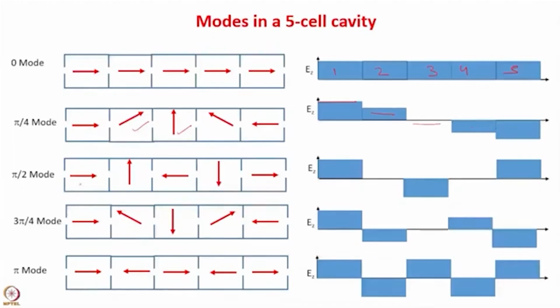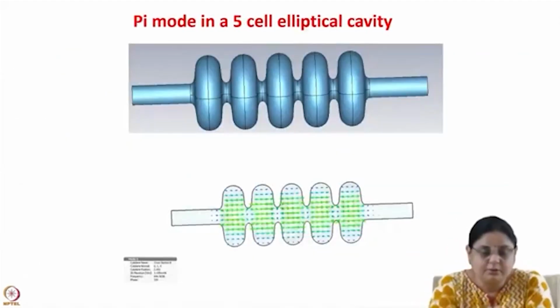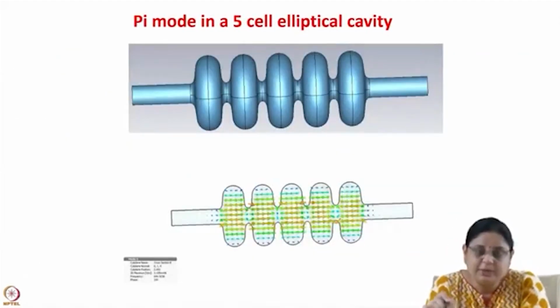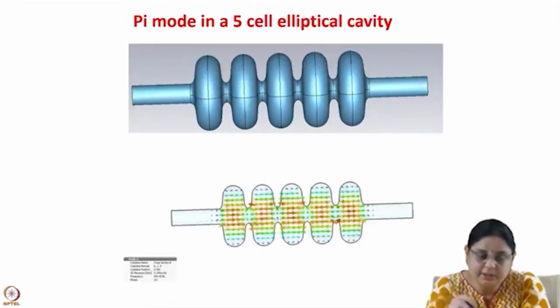Similarly, for the π/2 mode, as we saw, every alternate cell is unexcited, and we can see that here. And for the π mode, the fields in adjacent cells are in the opposite direction, which is shown here. So the π mode in a 5-cell elliptical cavity, normally a superconducting elliptical cavity works in the π mode.